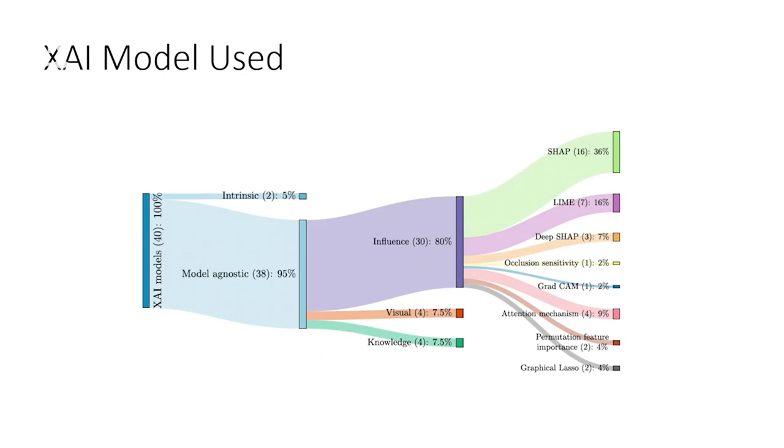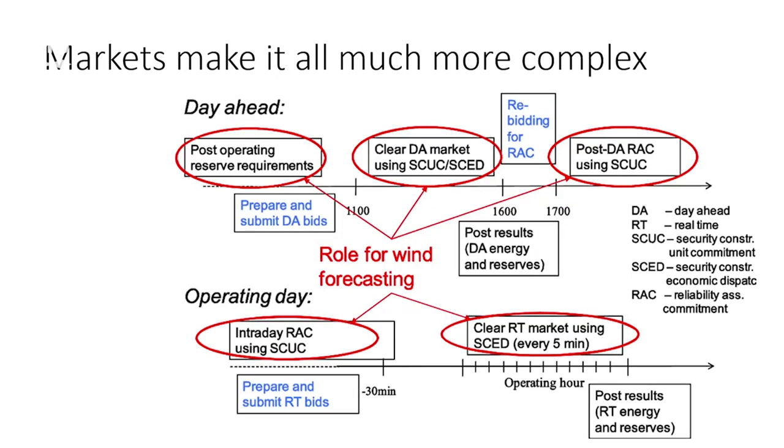I should mention that in terms of explainability itself, intrinsic explanations are relatively rare, rightfully so. Most people use SHAP, LIME, or DeepSHAP. DeepSHAP is another version of SHAP, and others are just other approaches. And there are other approaches that are coming online. So the different XAI models are used and are used quite successfully.